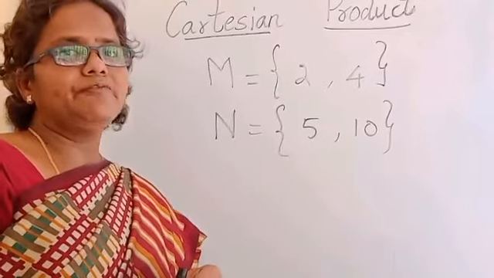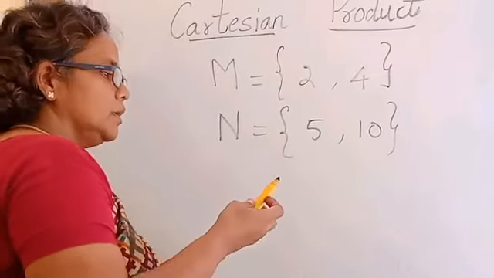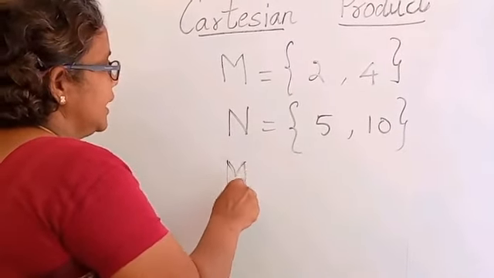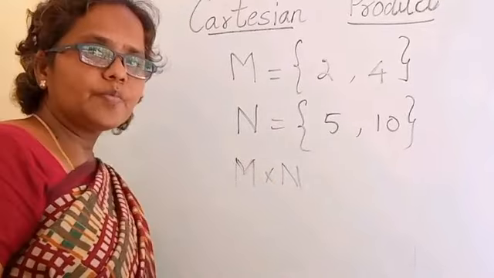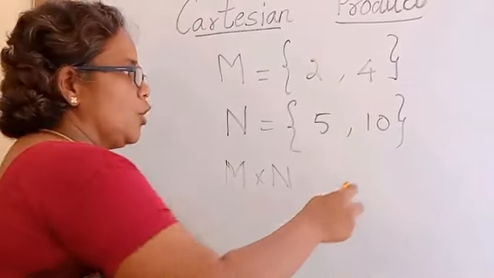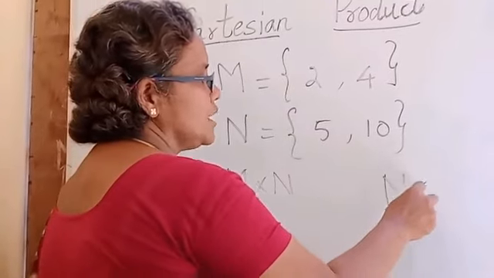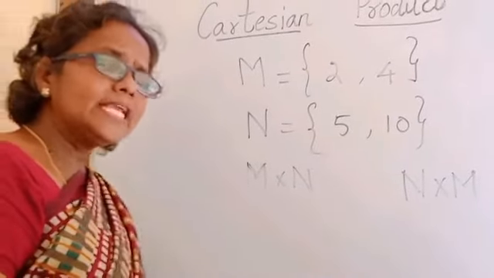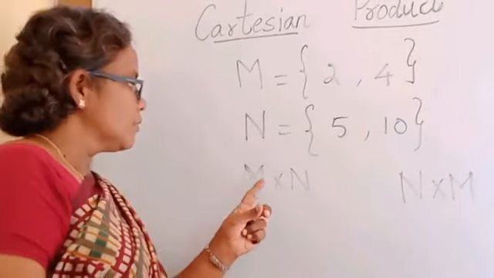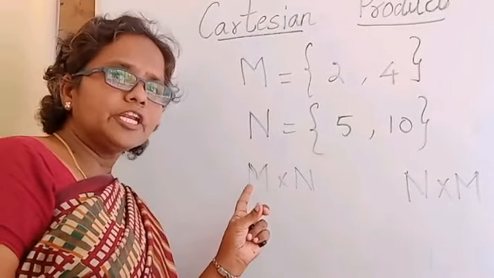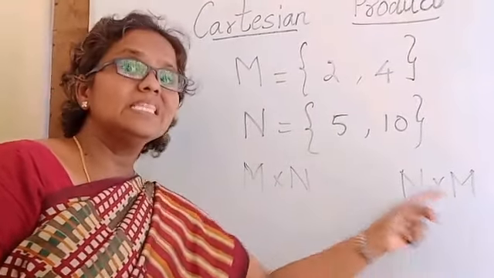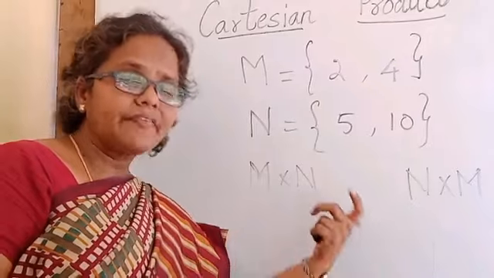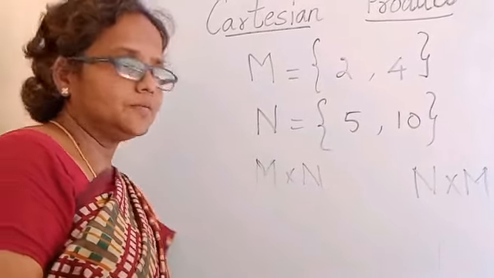Moving on to the next definition. I told you we can find out the Cartesian product of M cross N. Is it possible for us to find out the Cartesian product of N cross M? Yes, that is also possible. The next question you should ask is, are the Cartesian products of M cross N and N cross M the same, similar? Are the elements within the particular set the same? Let's just check it out.